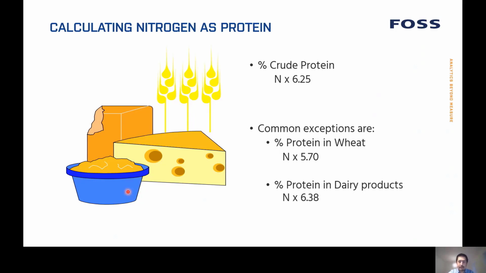That is general, for processed food or mixtures. If you just want to measure some grains, they have different factors because they have different amino acids, which is very specific. So for wheat, it's 5.7. If it's dairy, that is 6.38. So you can also look into the literature to get the required factors for the determination.